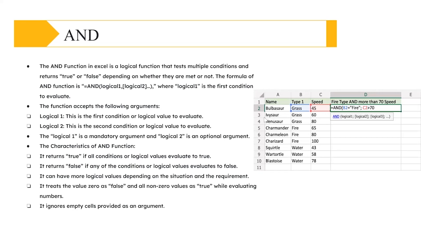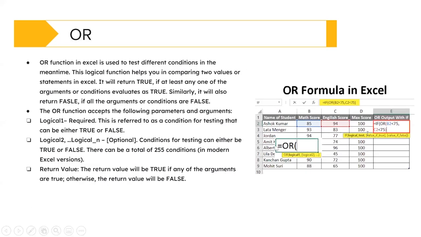Okay, next what we see is OR. I will just complete AND, OR, NOT for the slides and then I'll go to the PPT. So what is the OR function? The OR function in Excel is used to test different conditions at the same time. The logical condition helps you in comparing two values or statements in Excel. It will return true if at least one of the arguments or conditions evaluates as true. Similarly, it will return false if all the arguments or conditions are false.